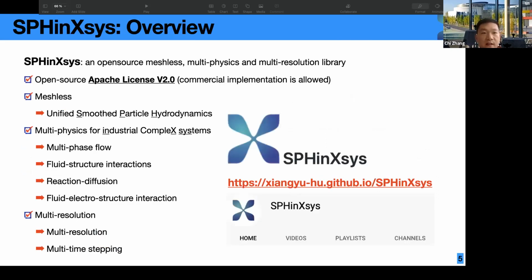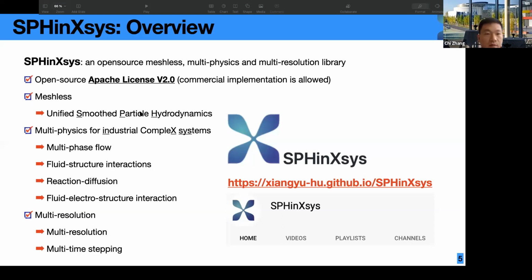So this is a brief introduction of SPHinXsys. It is an open release library under the Apache license version 2. And it is totally based on SPH, meaning that we are using the unified SPH method for modeling multi-physics systems. And we have released more than 30 cases ranging from fluid dynamics, multi-phase flow, solid mechanics, fluid structure interaction, thermal and mass diffusion, and also reaction diffusion, also the passive and active cardiac mechanics.